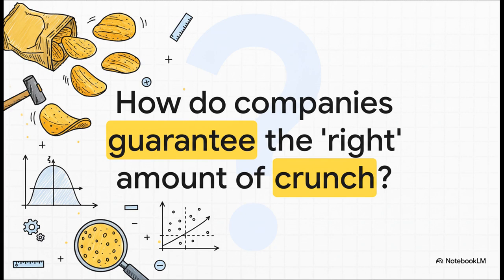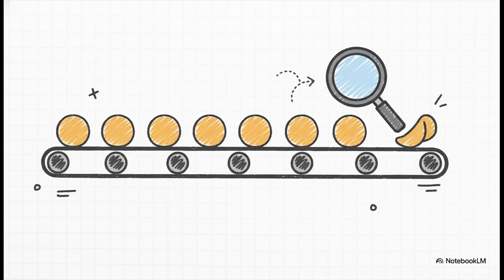Seriously, think about it. You open a bag of chips, you have an expectation, right? You expect that perfect, satisfying crunch. So how on earth does a company make sure every single bag hits that mark? So you don't get one bag that's practically dust and another that could break a tooth? Well, that perfect crunch is no accident. It's all about controlling variability.